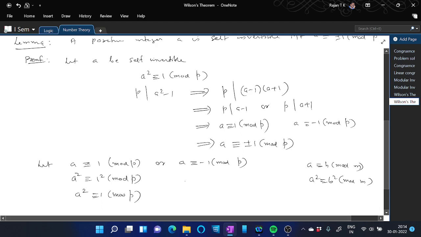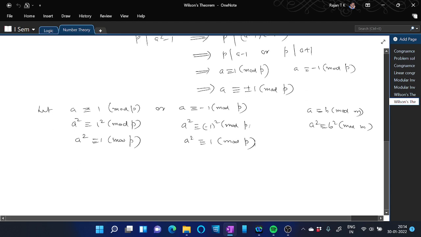With the other case, here also a square is congruent to minus 1 square mod p. We get the same a square congruent to 1 mod p, because minus 1 square is 1. So in any of these cases, whether a is congruent to plus 1 mod p or a congruent to minus 1 mod p, we have a square congruent to 1 mod p. That means a is self-invertible.